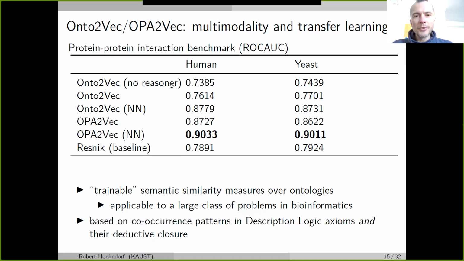And what we did without a reasoner didn't work very well. We couldn't even beat our baseline. Then we tried just Onto2Vec, just the axioms with this word2vec model, and couldn't beat our baselines. Then we tried applying a neural network to predict this in a supervised way. It's not directly comparable, but we still put it in here, because we basically had to subset this. We needed some protein-protein interactions to train on and then some to predict. So it's not exactly the same data set.